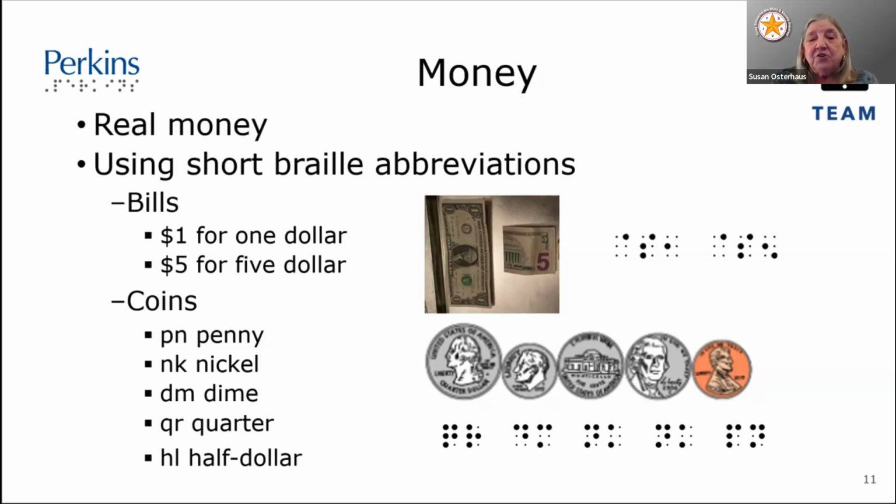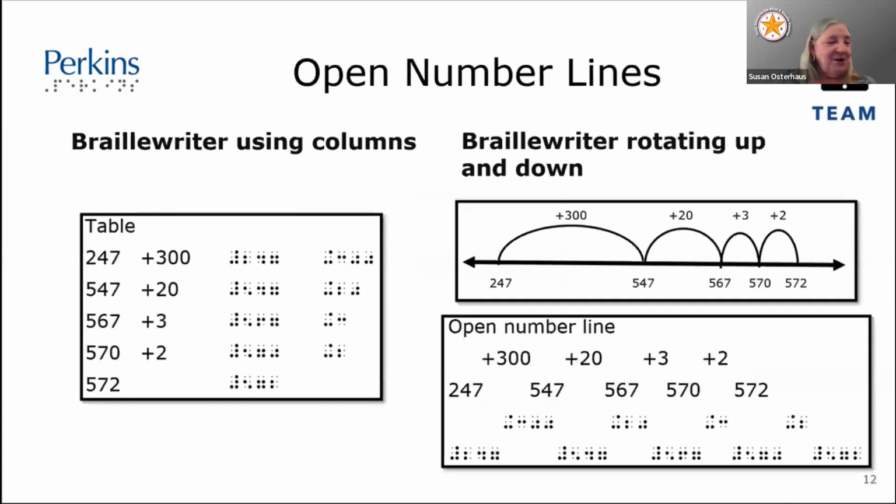You can use these short braille abbreviations: PN for penny, NK for nickel, DM for dime, QR for quarter, HL for half dollar. These are straight out of the Tactile Graphics Guidelines for 2022, so they're totally legit. Okay. It's up to you now, Sarah.